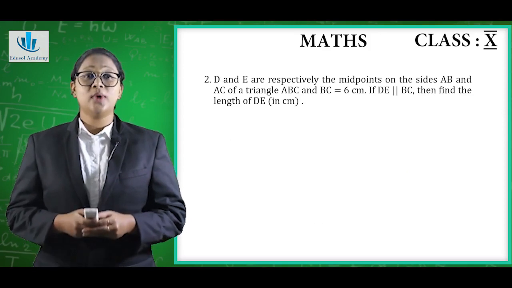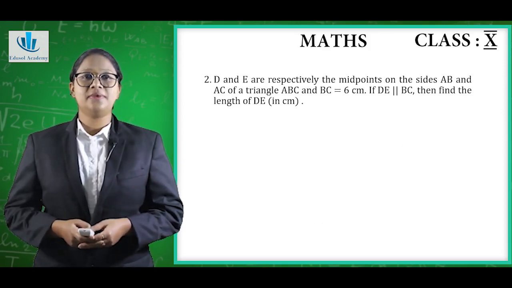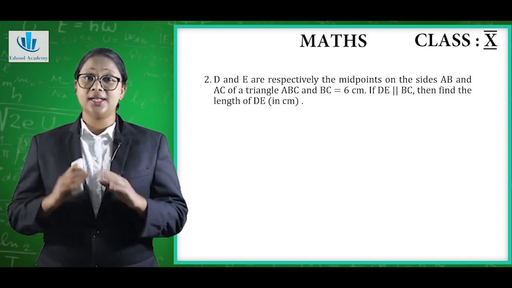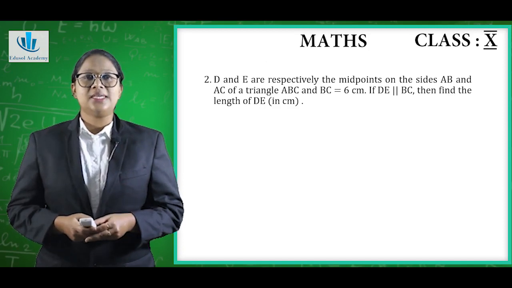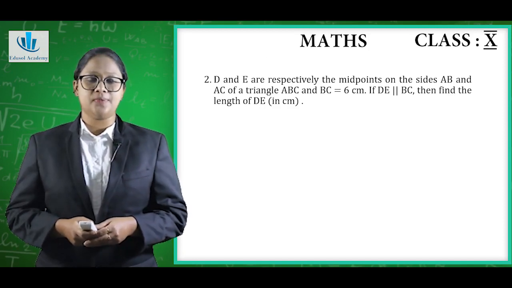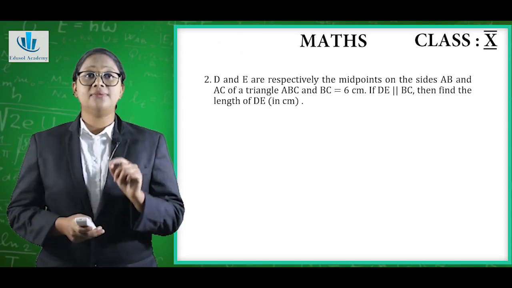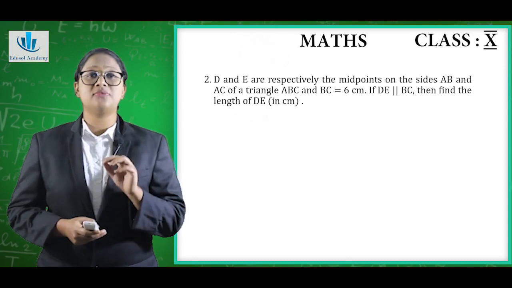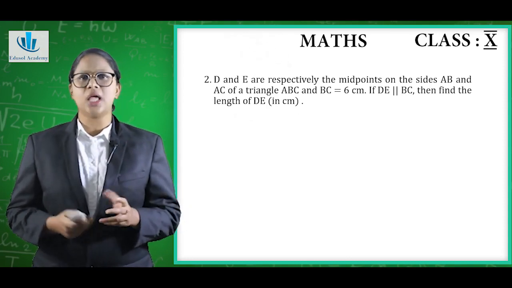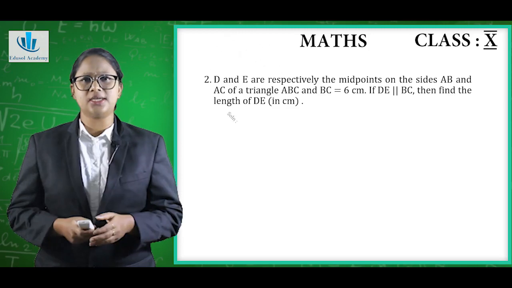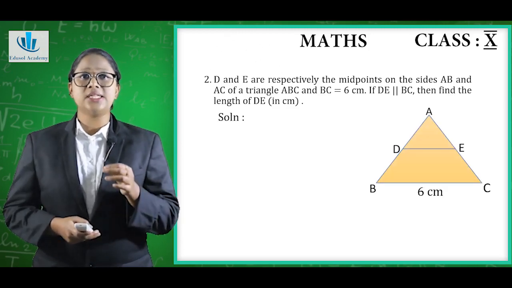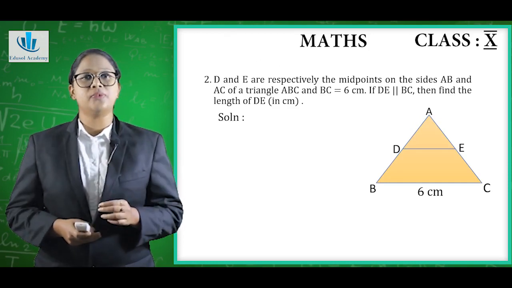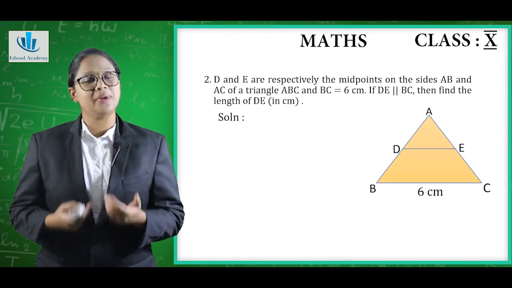Okay. So the question: D and E are respectively the midpoints on sides AB and AC of a triangle ABC such that BC is equal to 6 centimeter. Now they had given one more condition. If DE is parallel to BC, then find the length of DE in centimeter. I hope the question is clear. They had given a lot of data. To begin with, D and E are respectively midpoints of sides AB and AC. So, which is a concept that we had to apply here?